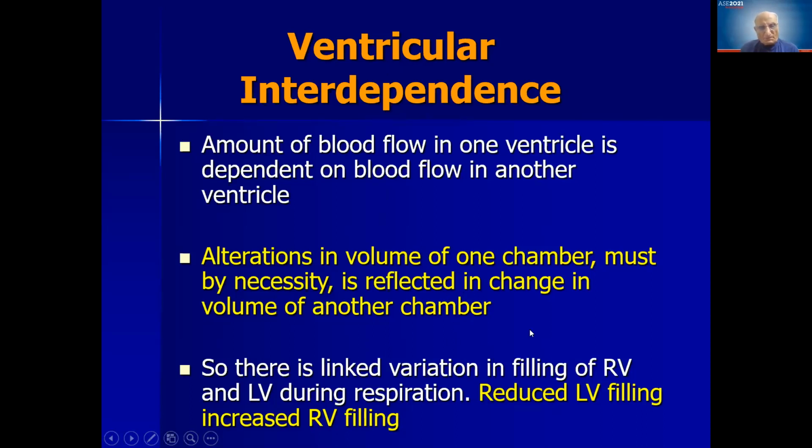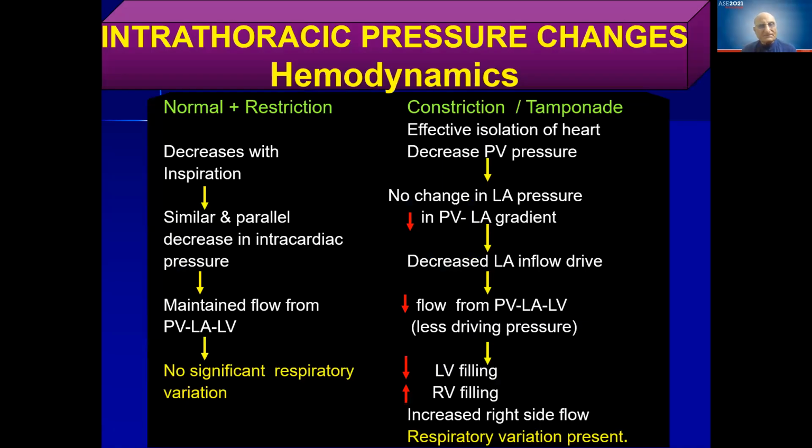So when there is reduced LV filling, there will be increased RV filling. Clear? Because of interdependence. If there is reduced filling in one chamber, that means less volume in that chamber, so increased filling will be in the other chamber. This is known as ventricular interdependence, which is aggravated in pericardial tamponade also, and we'll explain this just now further by echo slides. Another very difficult slide, but very easy to understand.